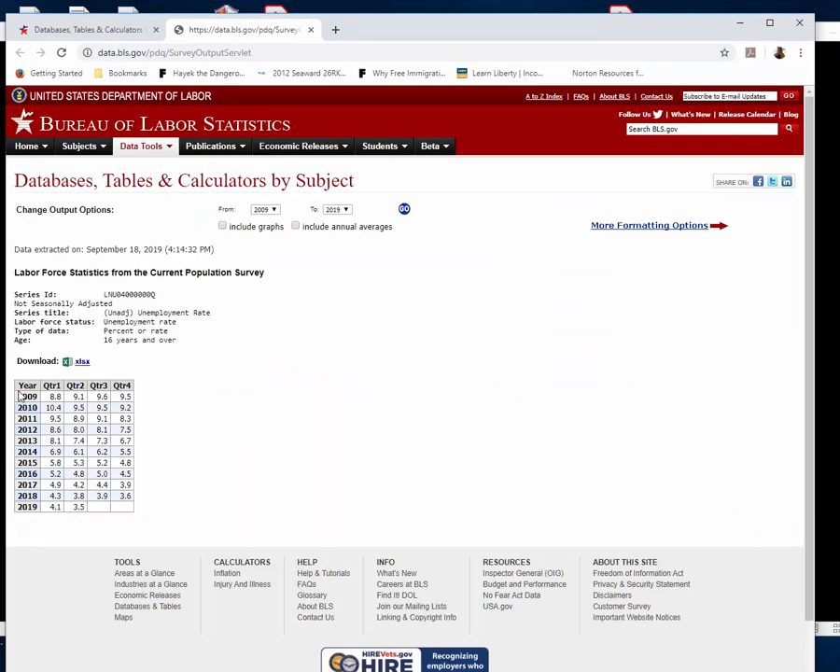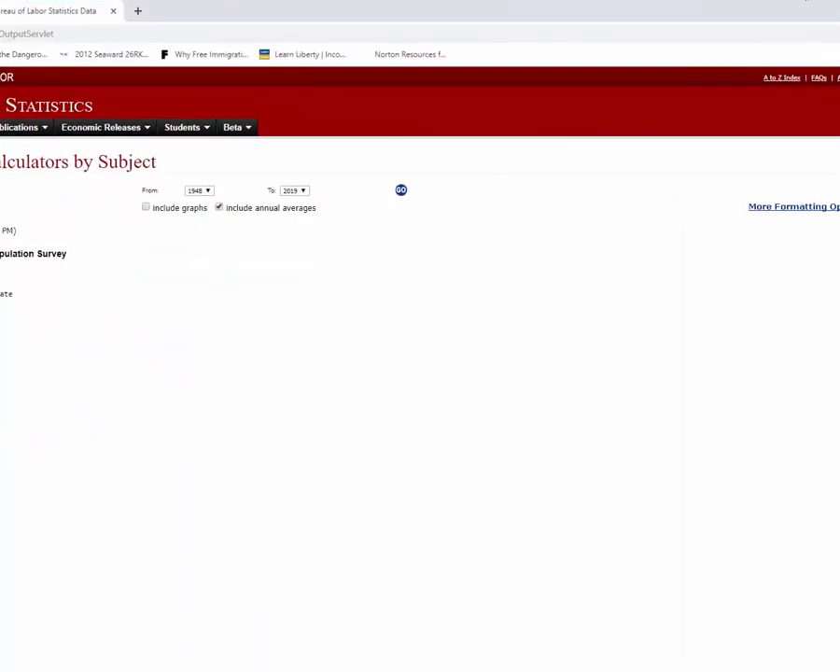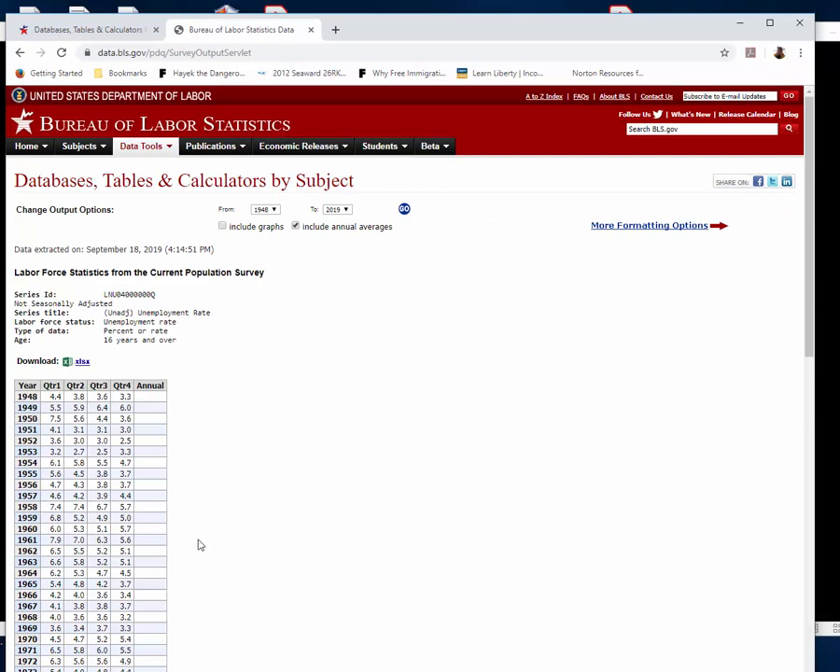So here it is. Now notice it defaults to just the last 10 years, but check this out. I can drop this thing down and I can get the unemployment rate for as far back as 1948. And I think I can also get the annual averages. I click this little box, it'll give me the annual averages. Let's see what we have now. It didn't give me the annual averages. Can you see what I'm looking at? I didn't mean to do that. It didn't give me the national annual averages, although I thought it would, but it gave me the quarters.